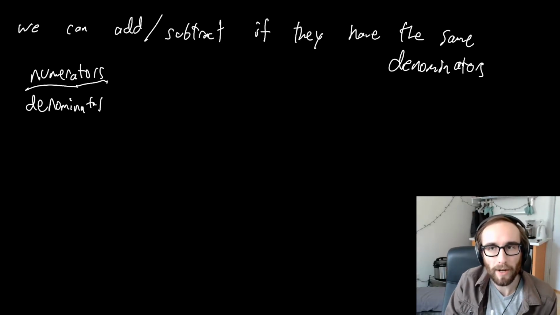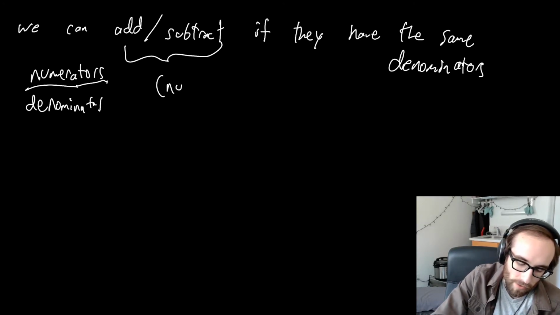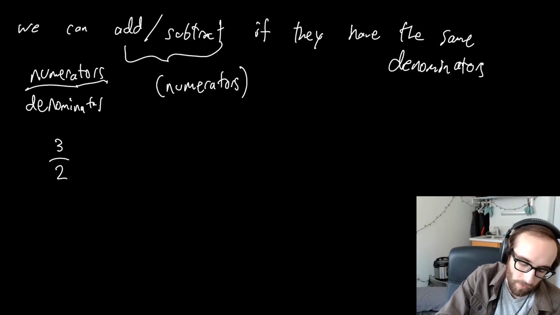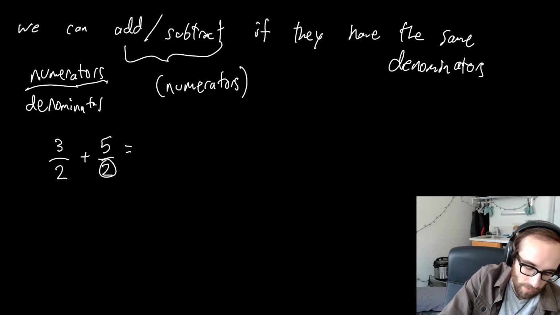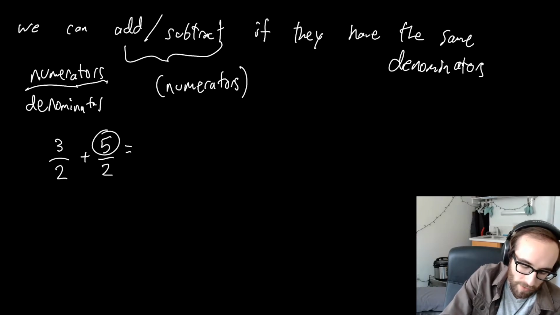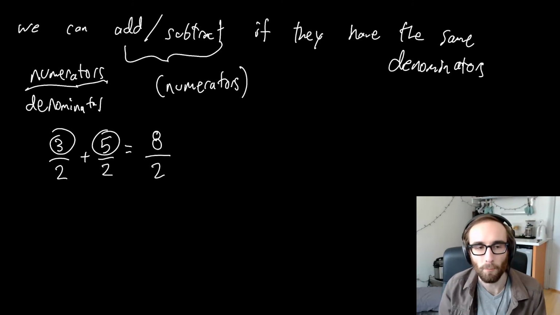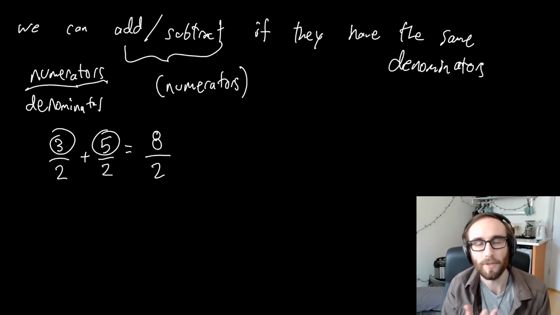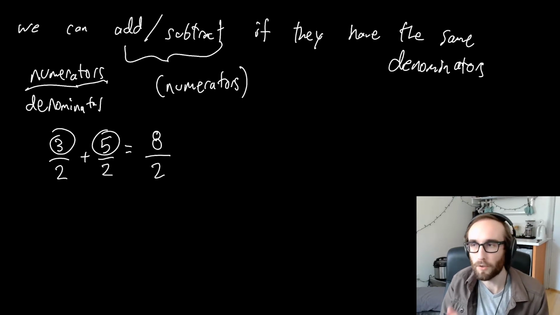So we can specifically add or subtract the numerators if they have the same denominator. For example, if we have 3 over 2, and we're adding 5 over 2, these have the same denominator, 2. So we can take the numerators and add them together. 5 plus 3 is 8, and the denominator stays the same. We get 8 over 2, which if we simplify gives us 4. So if we have the same denominator, we can add or subtract the numerators.